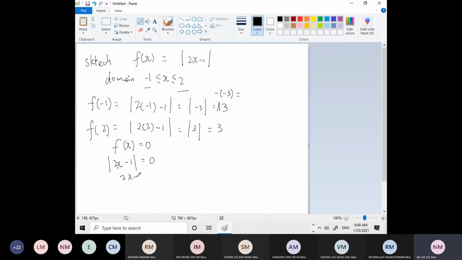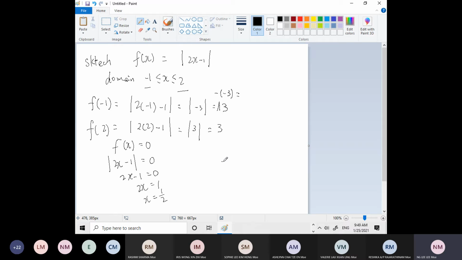Therefore, this is 2x minus 1 equals to 0. Other days I will teach you if this is not 0, then how. But today I will just mention to you, if this is 0, you can just take away the modulus, ignore the modulus, because there is no positive or negative 0. Then you solve for x. So 2x is equal to 1, then x is equal to half. Okay, so 1, 2, 3. 3 points I have. So I want to sketch the graph by using these 3 points.